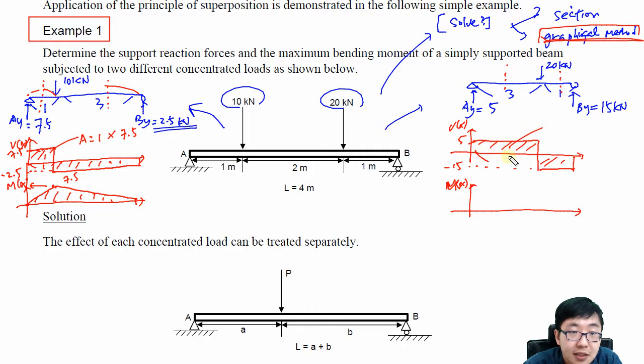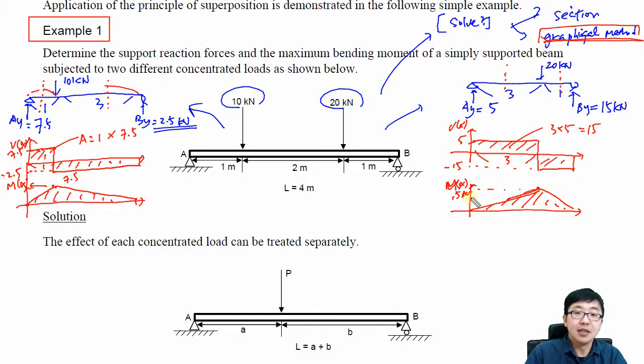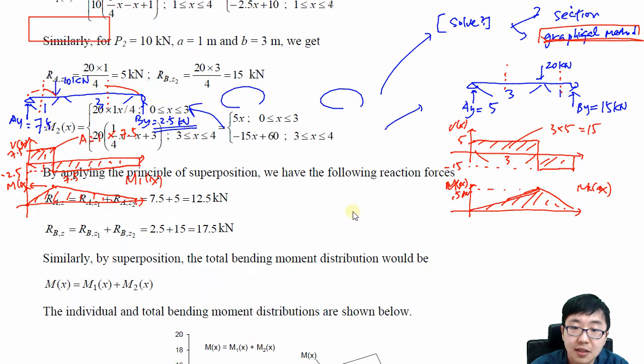In this case, this is 3 and 5, so 3 times 5, that is 15. So here the value should be 15 kilonewton meter, and down, you know what I'm saying? Sorry, it should be like that. From the understanding of the principle of superposition, we know that we can add those two, the moment 1x and moment 2x, so that the shape will be like, let's see the final answer, like that.